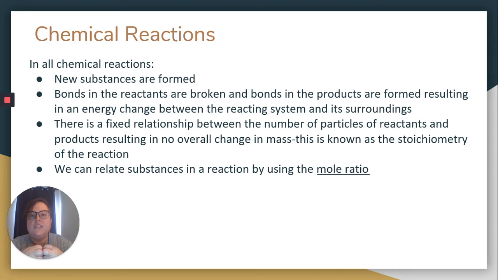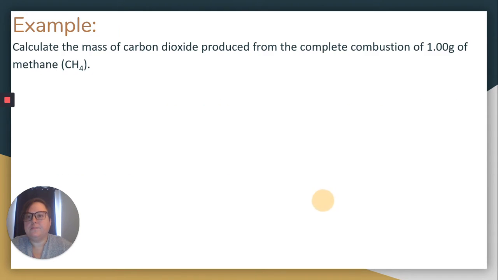There's a fixed relationship between the number of particles. So remember, law of conservation of mass. If we start with 5 atoms of hydrogen, we have to end with 5 atoms of hydrogen. So we need the reactions to be balanced. And then we can use those coefficients to relate their masses through the mole ratio.